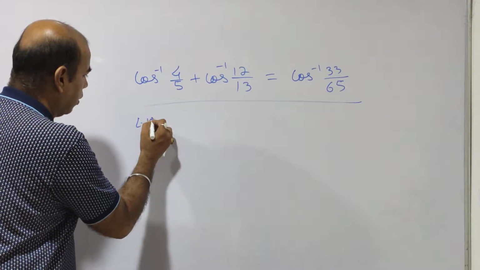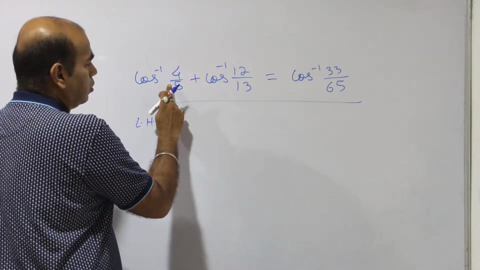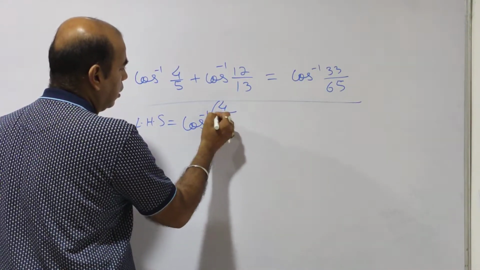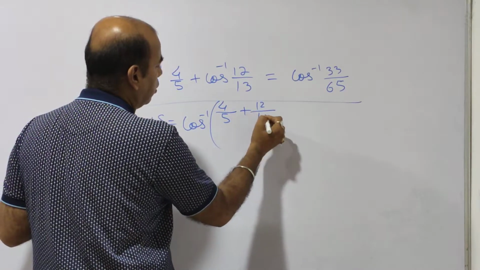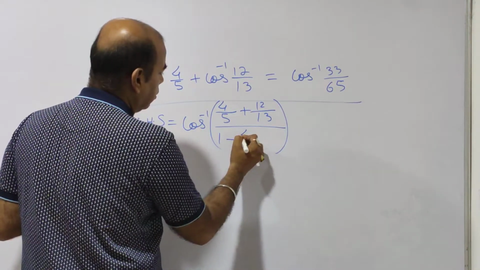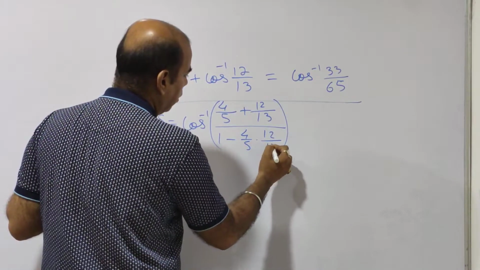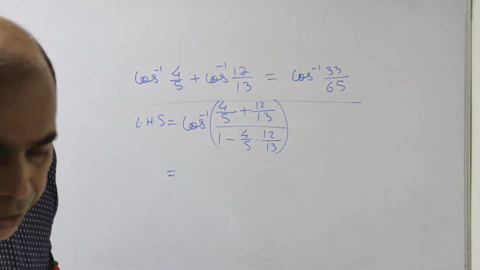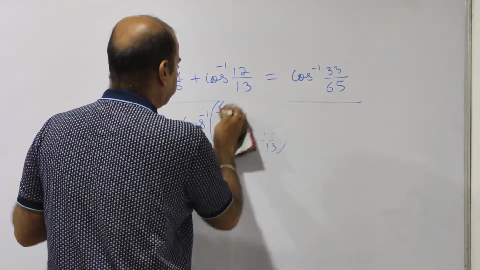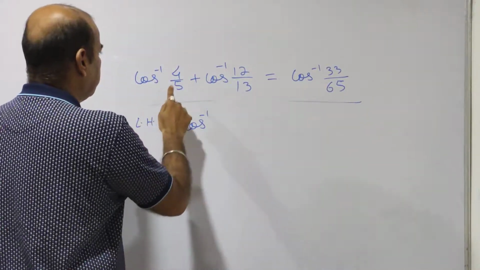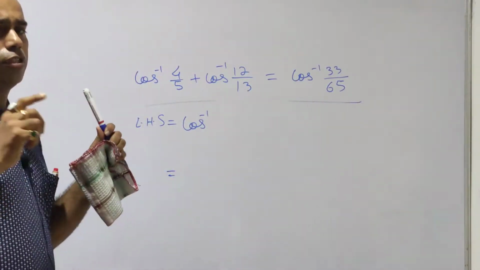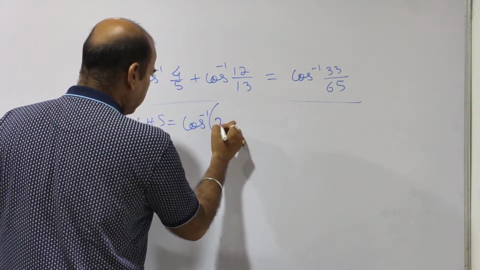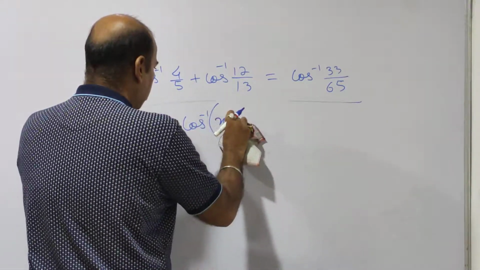Again, let me start with the left hand side of the question. It is cos inverse x plus cos inverse y. So cos inverse of x plus y by 1 minus xy. Now if I apply this formula, then what happens? Oh no, mistake. This is not the formula for cos inverse. What happens is that cos inverse x plus cos inverse y is cos inverse of xy minus root over 1 minus x square into root over 1 minus y square. Here x is 4 by 5.